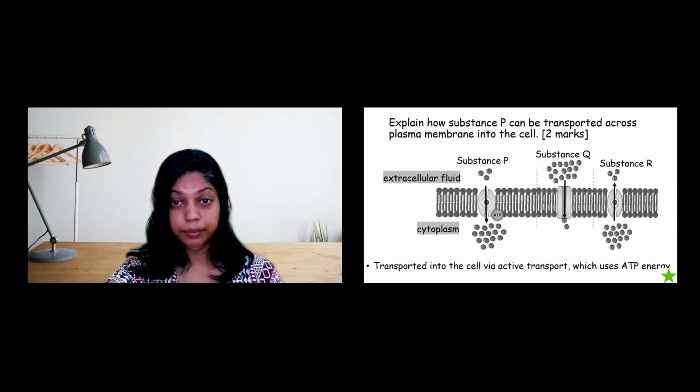Based on the diagram, substance P is being transported into the cell by active transport through carrier proteins using energy provided by ATP against the concentration gradient.